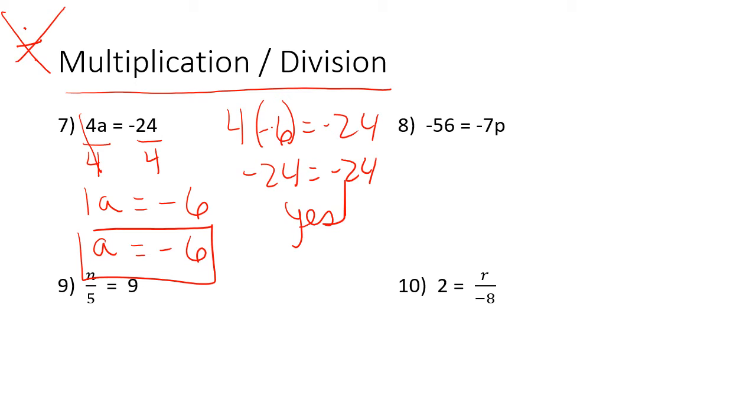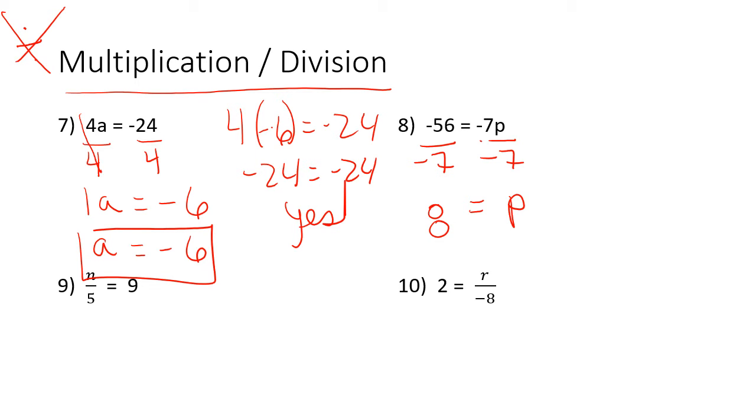Number 8, negative 56 equals negative 7 times p. So we see that negative 7 and p are touching each other, therefore that means multiplication. We are going to divide by negative 7 on both sides. On the right-hand side, the 7's cancel to 1, so we have 1p equals negative 56 divided by negative 7, which is positive 8.